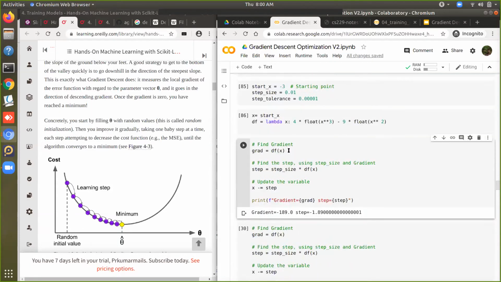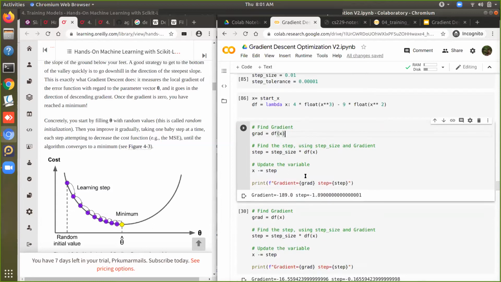So I'm finding the gradient here. What will the gradient give me? It will give me the direction in which it has to go. It will give me some number. So here we are seeing 180 minus 189. It will give me some number, and accordingly then I will find the step. The step size in our ML term we will say is our learning rate. Then with this learning rate, I'm making some step.